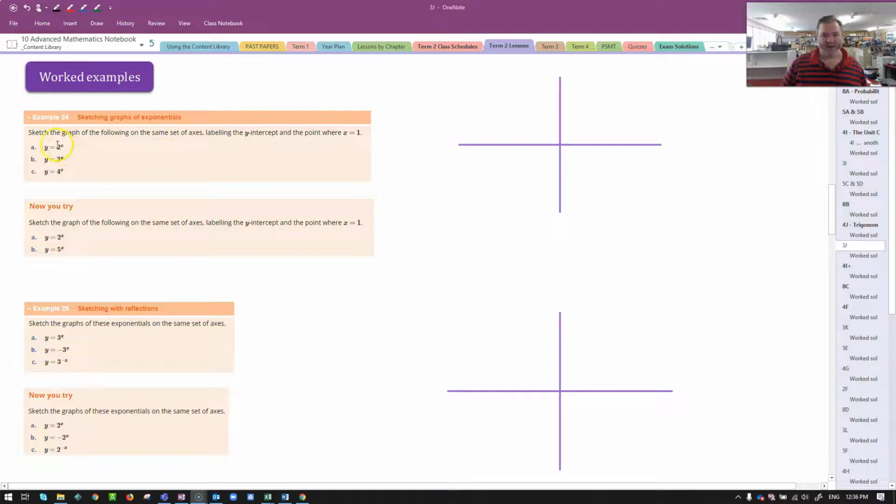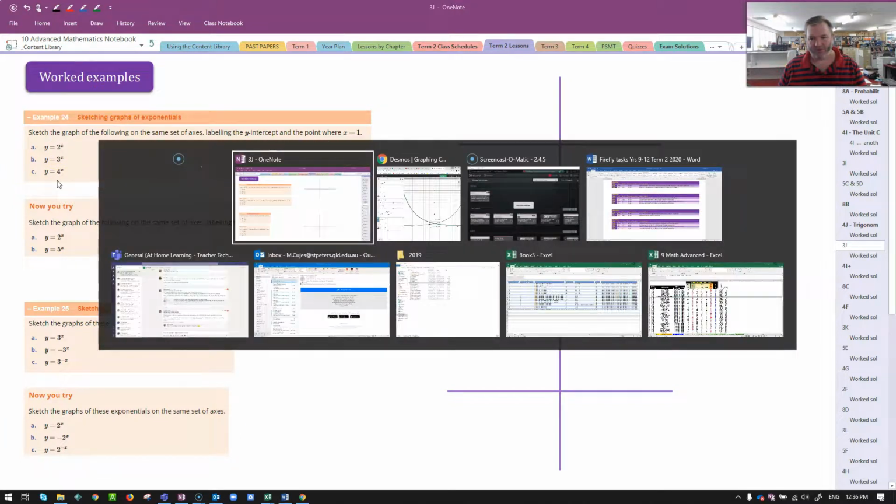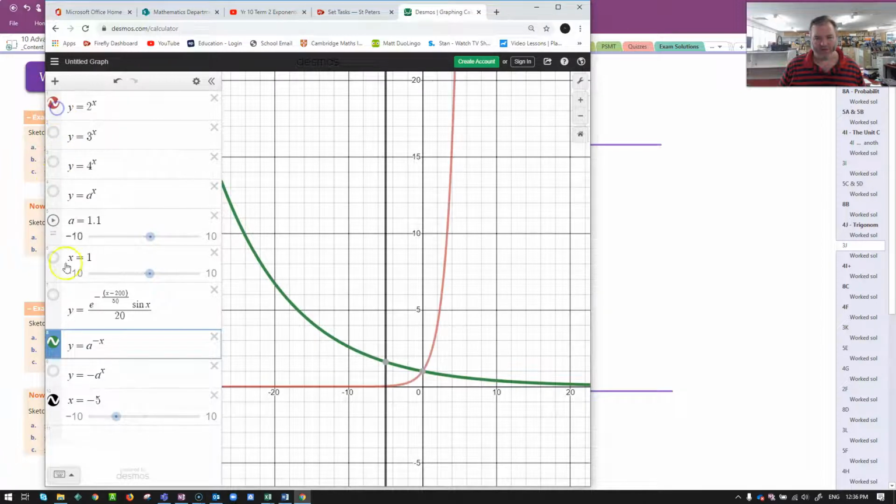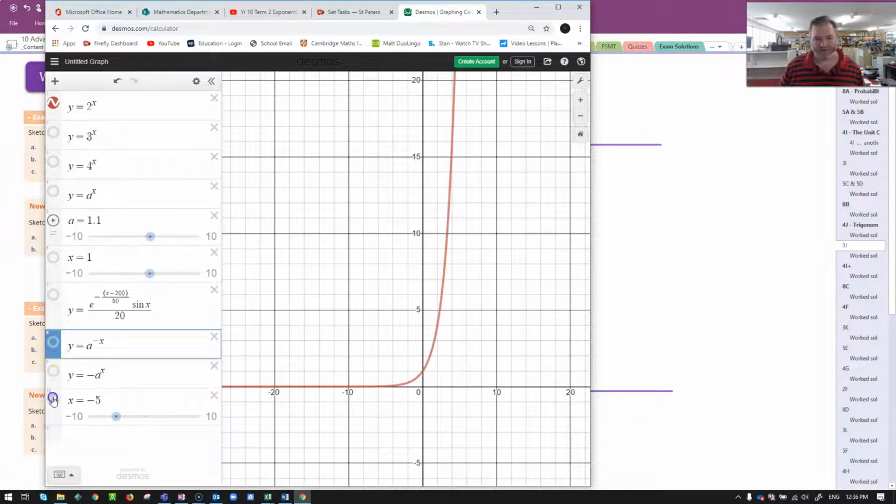What happens here as the value of a changes from 2 to 3 to 4? Well, we've already looked at that in the Desmos, haven't we? I just got rid of Desmos, but we probably want to get it back again. And look, I've even prepared them. Here's 2 to the power of x. Let's get rid of those other ones.